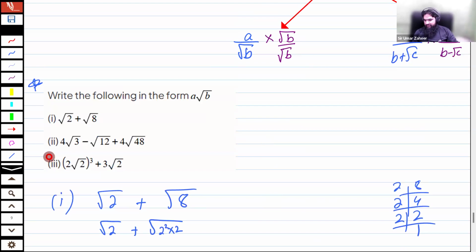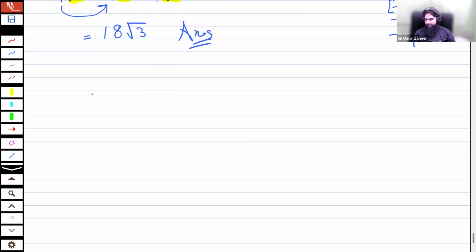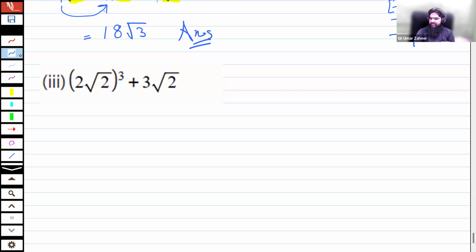Now, next we have a third part. He says that we have 2 square root of 2, there is a whole cube, plus 3 square root of 2. So apply the cube on it. That will be 2 raised to power 3.